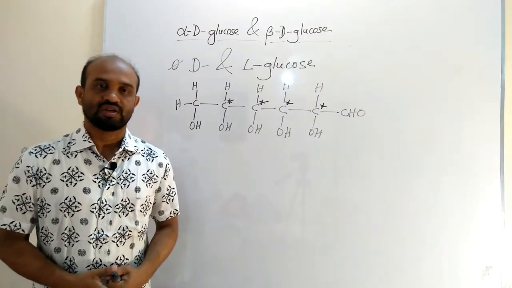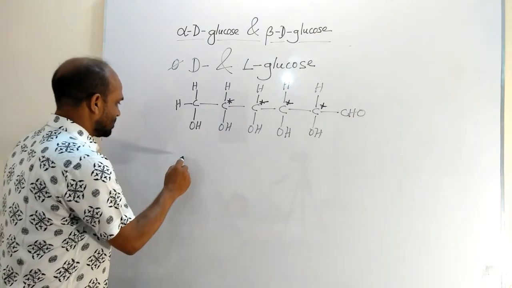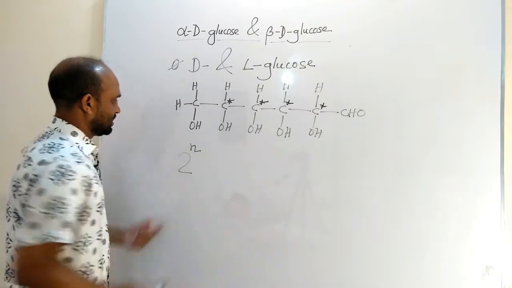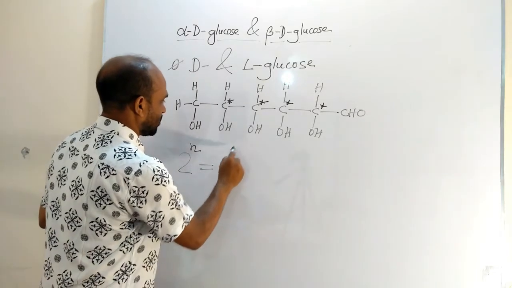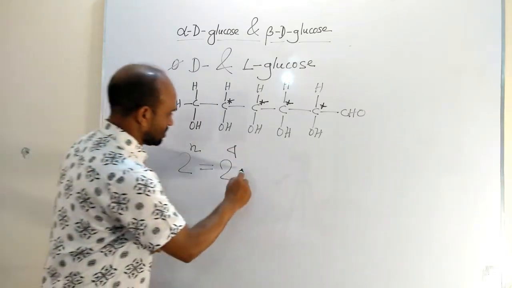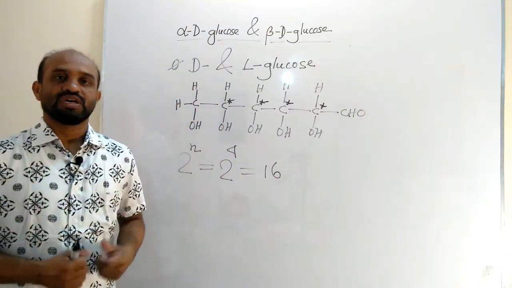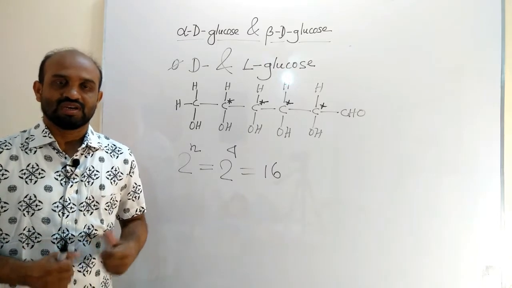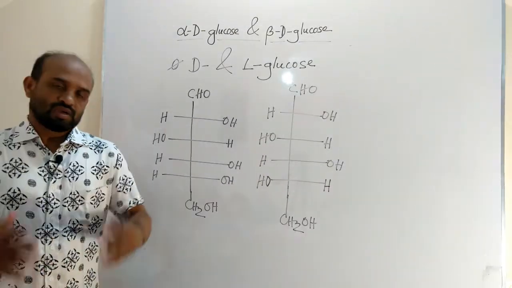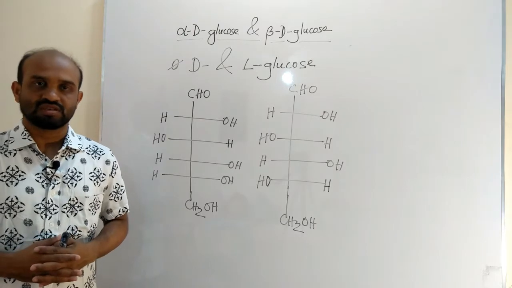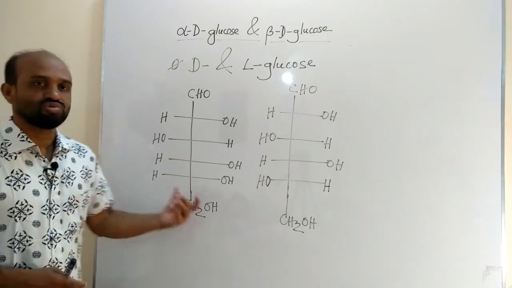According to the formula, how many stereoisomers can it show? Let's see. There is a formula 2 to the power n, where n is the number of chiral carbons. Here 2 to the power 4, that means 16. So this compound can form 16 stereoisomers. Let's write 2 isomers from the 16 isomers. My dear students, from these 16 stereoisomers of glucose, I wrote here 2 isomers.